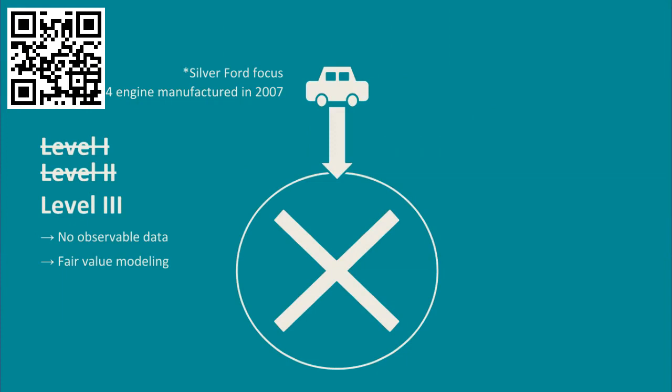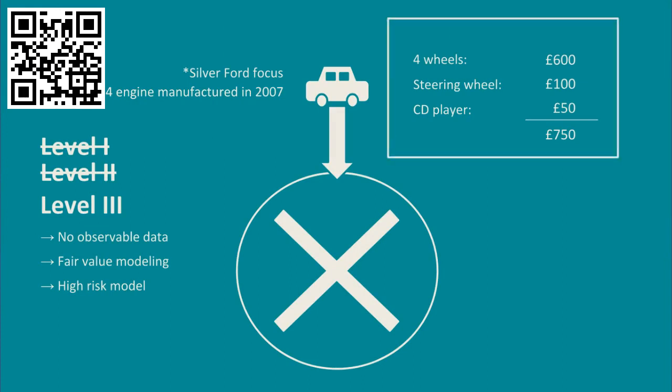Now we might assume an appropriate model for valuing the car is to say, well, the car has 4 wheels which cost £600, it has a steering wheel which costs £100, it has a CD player which costs £50, and therefore if we take those observable inputs we can see the car is worth £750. Now this is a very high risk model because of course in our model we may not have considered all the appropriate inputs. We thought about wheels, a steering wheel and a CD player, but of course a car has many more inputs to it than those things we've identified in our model.